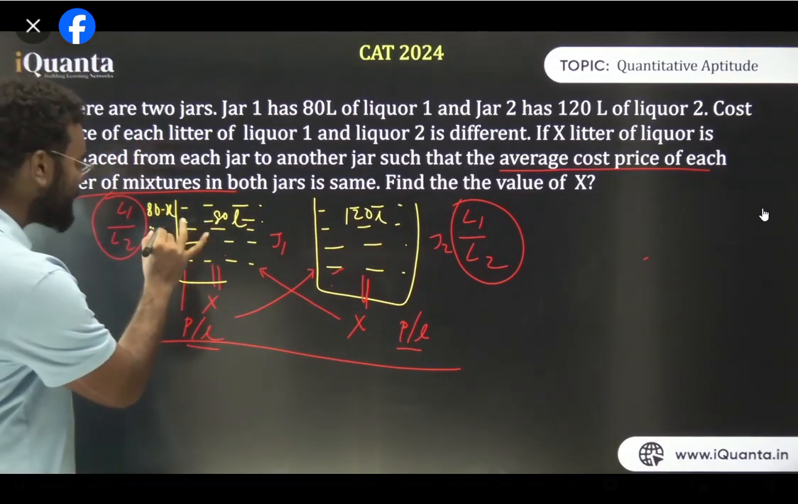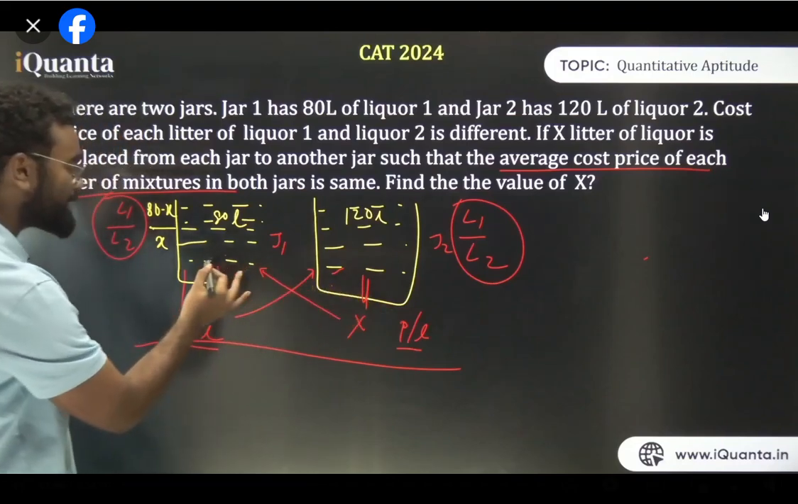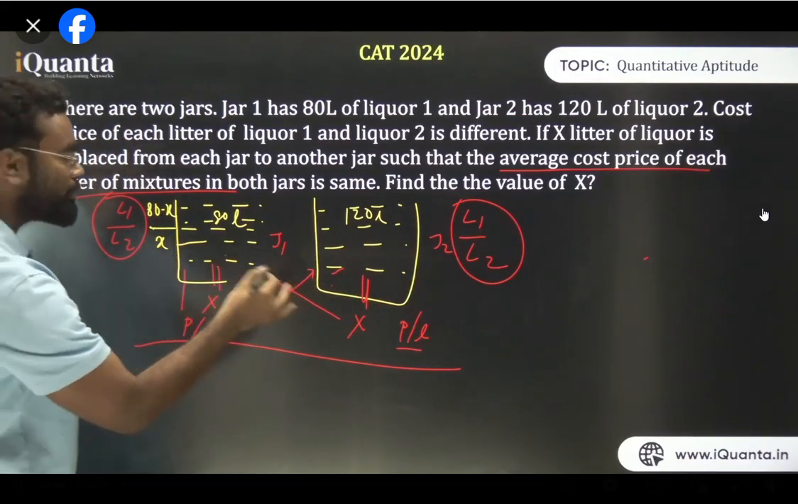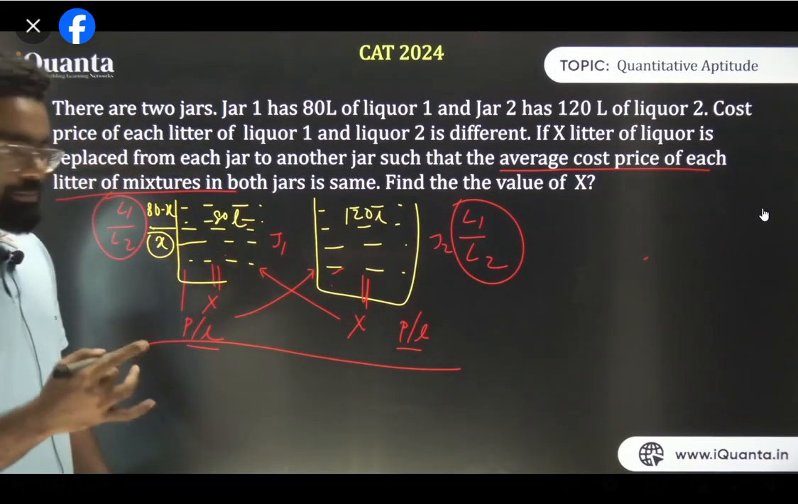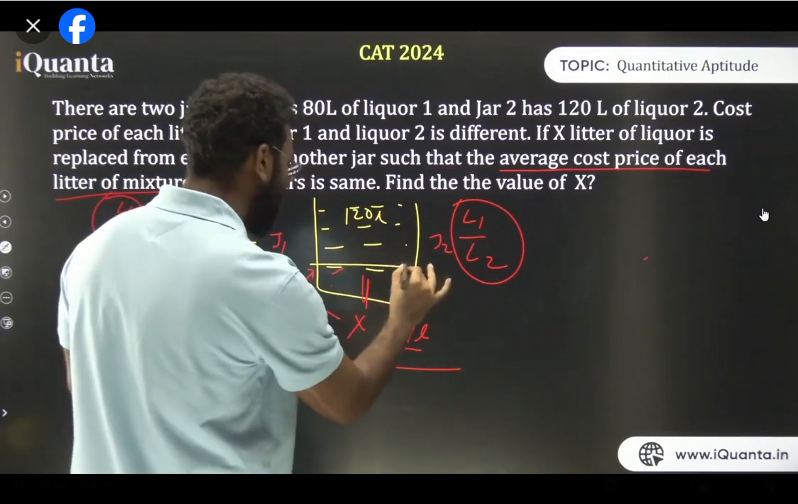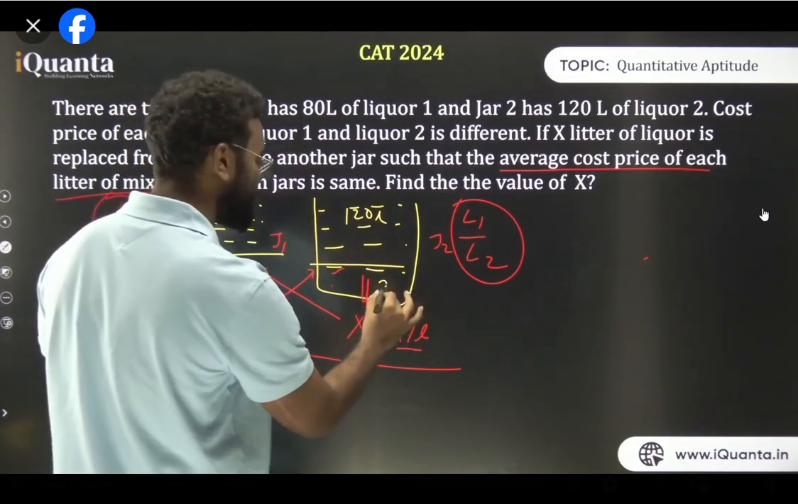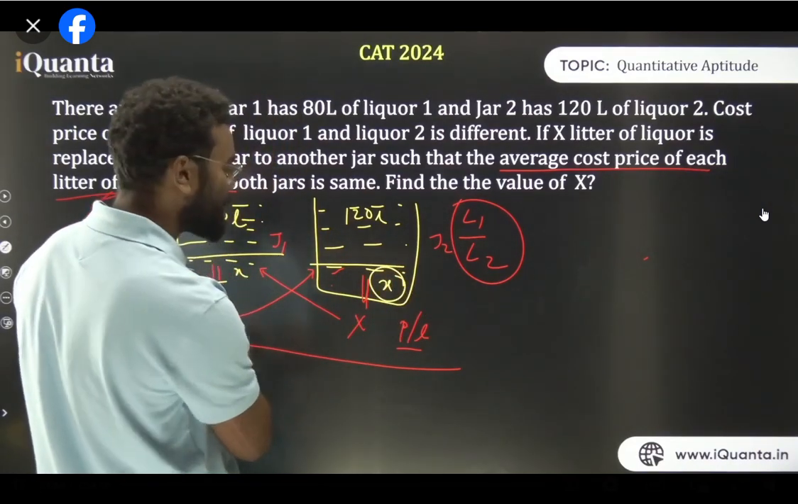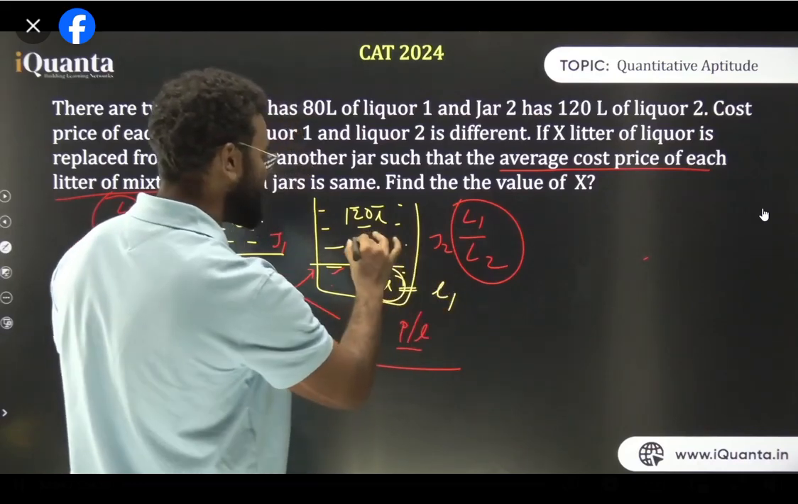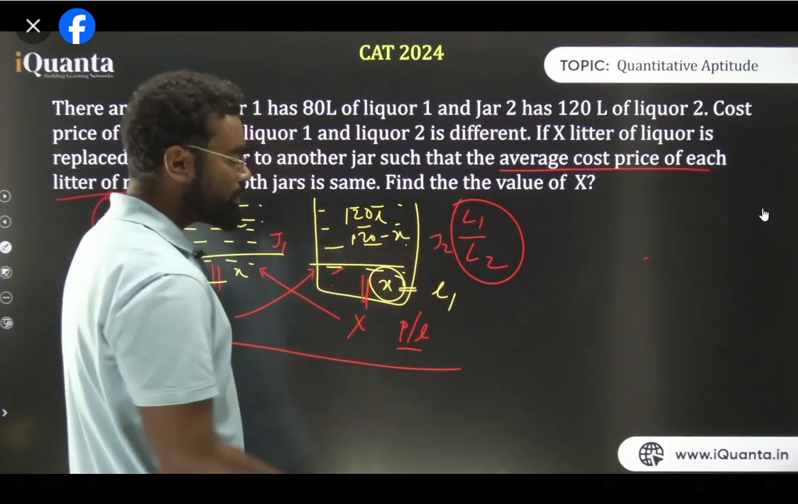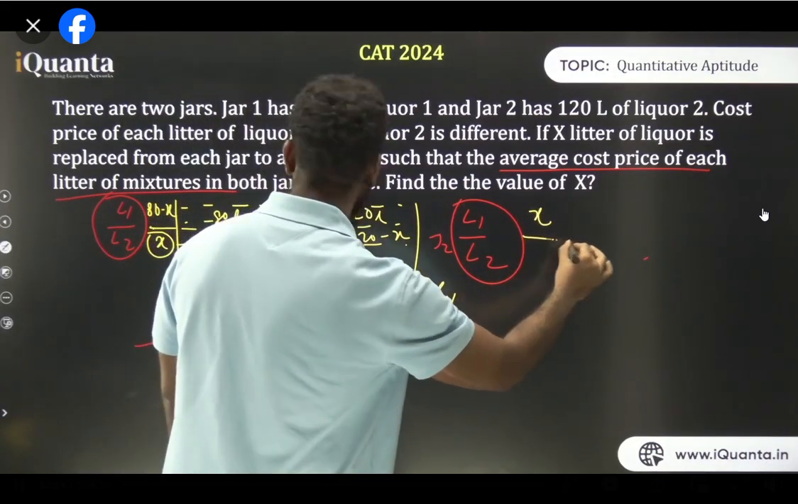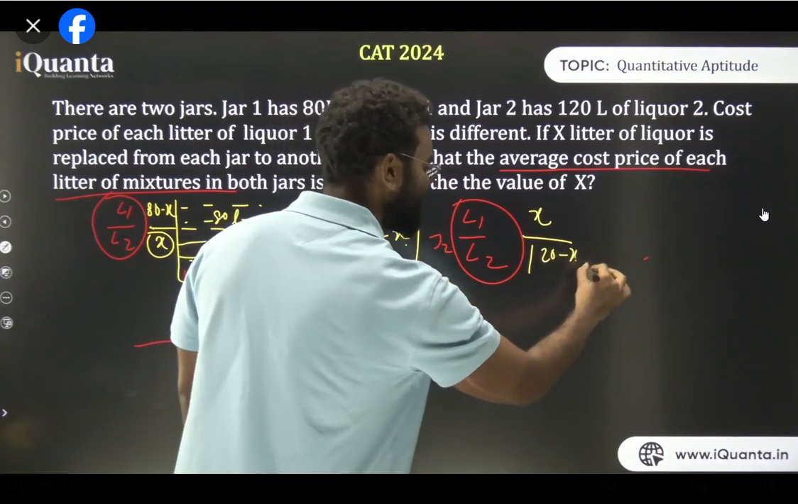So in jar 1, the liquor 2 is x, because x amount is coming from this plate to this plate. So what is the amount of liquor 2 in jar 1? That is x. Similarly, in case of 120, I have taken this x amount. This x amount is basically coming from jar 1, so this x is liquor 1, and this 120 minus x has to be liquor 2. So the liquor 1 here is x, and liquor 2 here is basically 120 minus x. Is it clear, all of you?